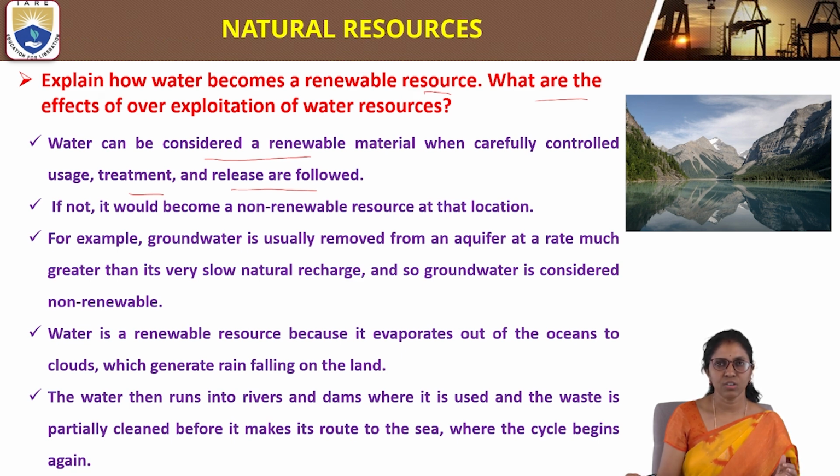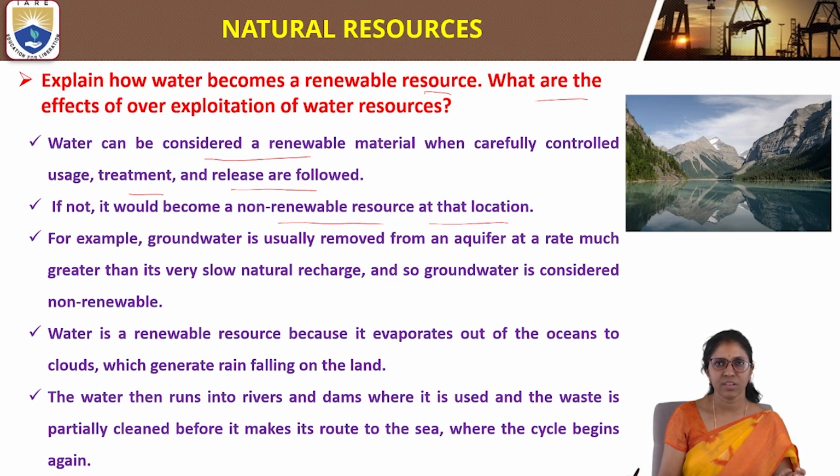If we cannot follow this type of rules, it would become a non-renewable resource at the location. So water can be considered a renewable resource when it is used in a controlled way, with carefully controlled uses, treatment, and release. If not, it would become a non-renewable resource at the location.